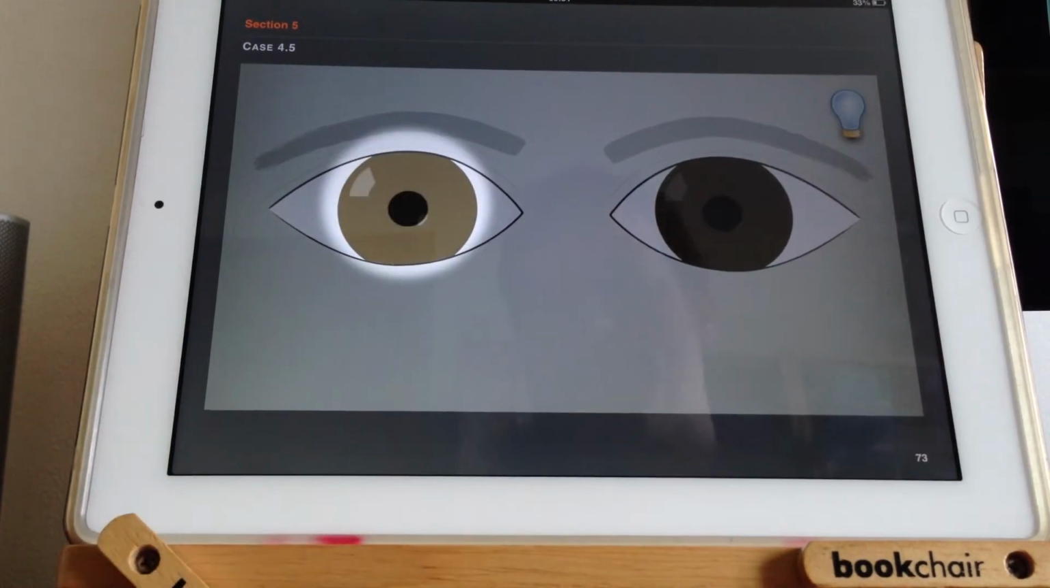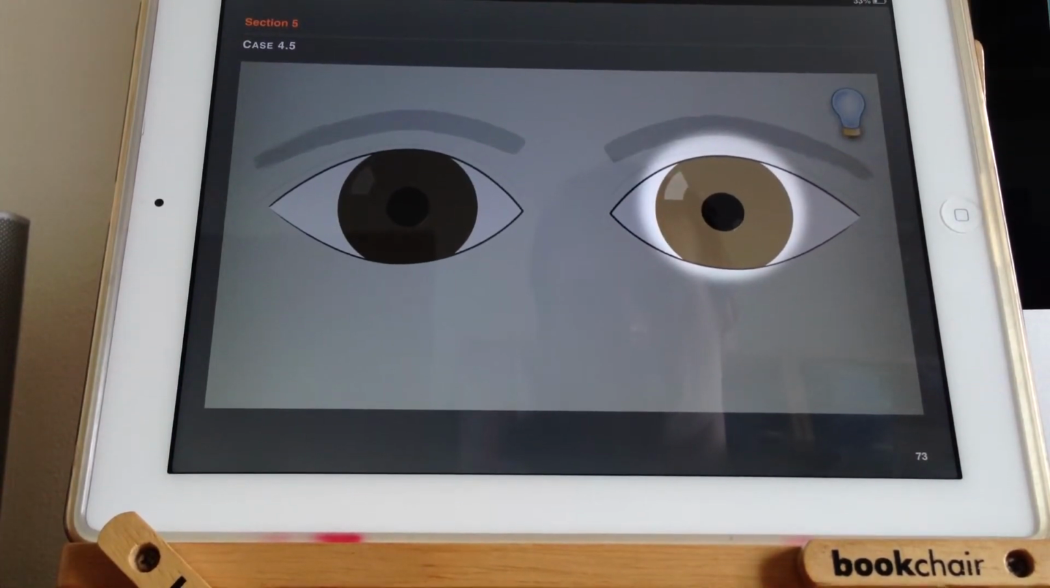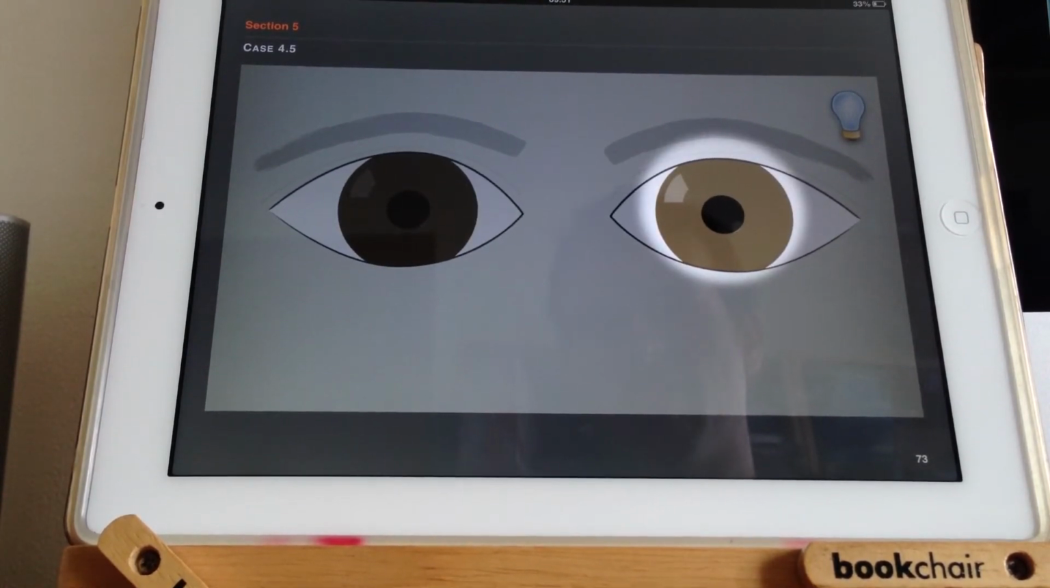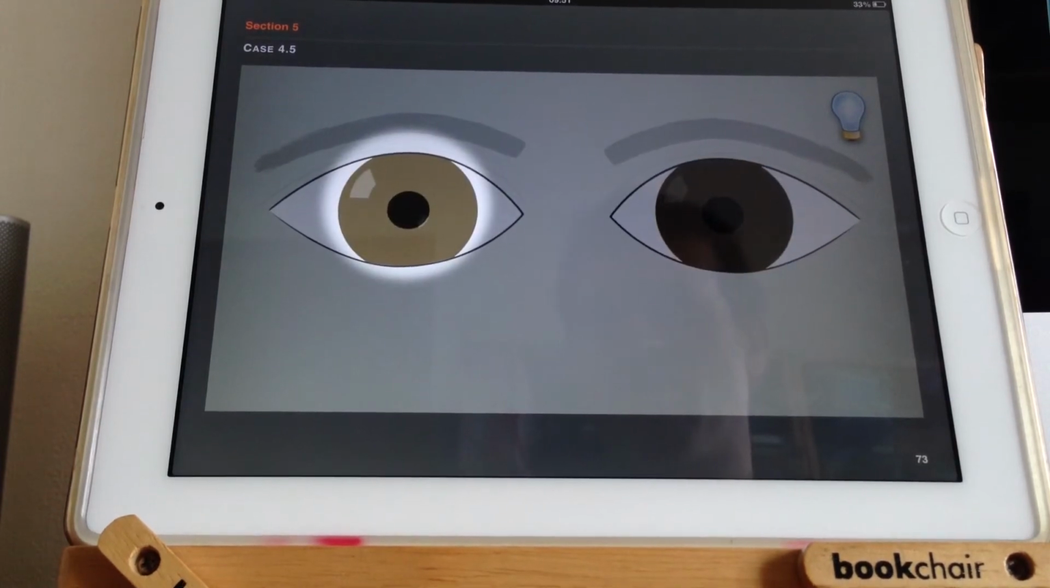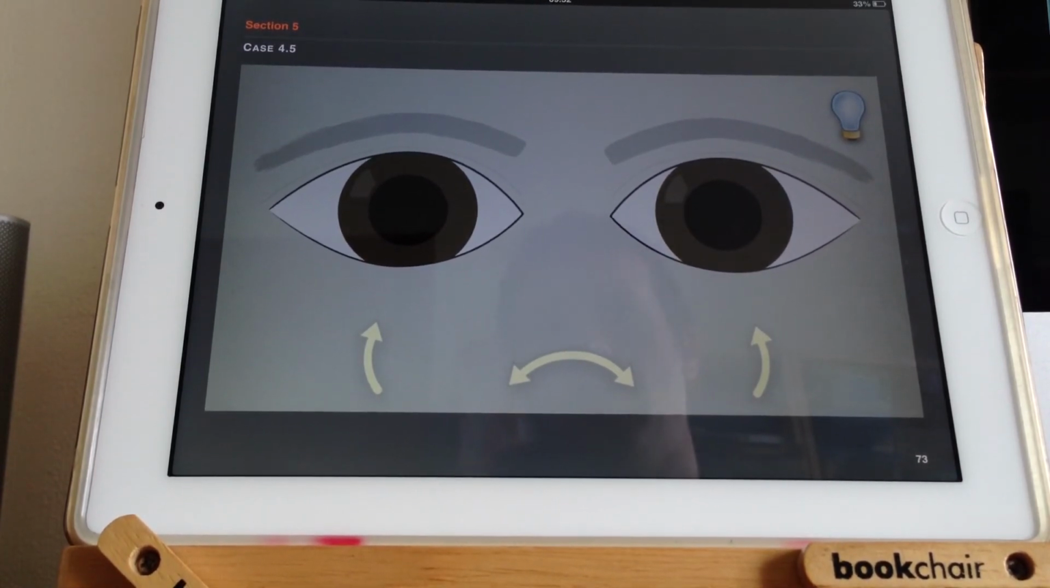Swinging light test. So each pupil constricts and then relaxes as the light goes across, and that's a normal pupil reaction to a swinging light test. So it's normal pupils, just a simple normal pupil one.